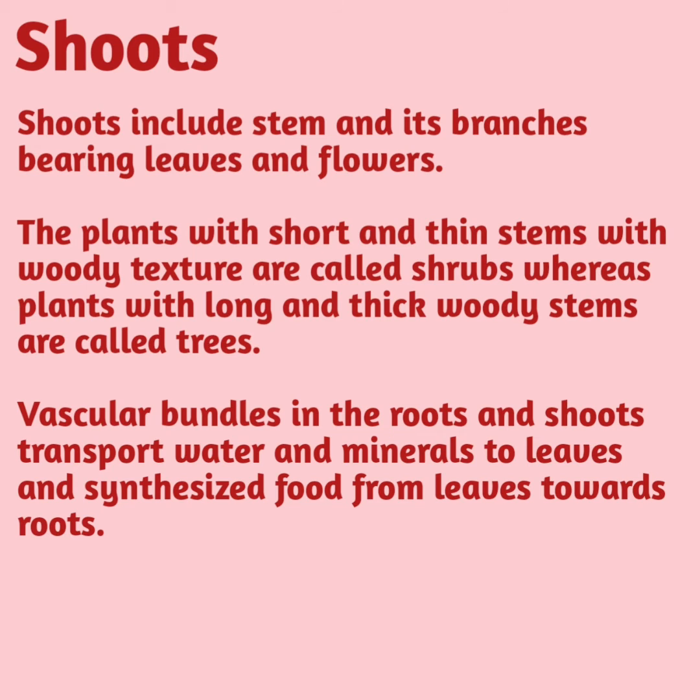The plants with woody stem and short height are called shrubs, whereas the tall woody plants are called trees. Examples of shrubs include jasmine and rose, whereas coconut and oaks are examples of trees. Vascular bundles in the roots and shoots transport water and minerals to leaves and synthesized foods from leaves towards roots. Vascular bundles run continuously throughout roots and shoots, proceeding into the leaves.